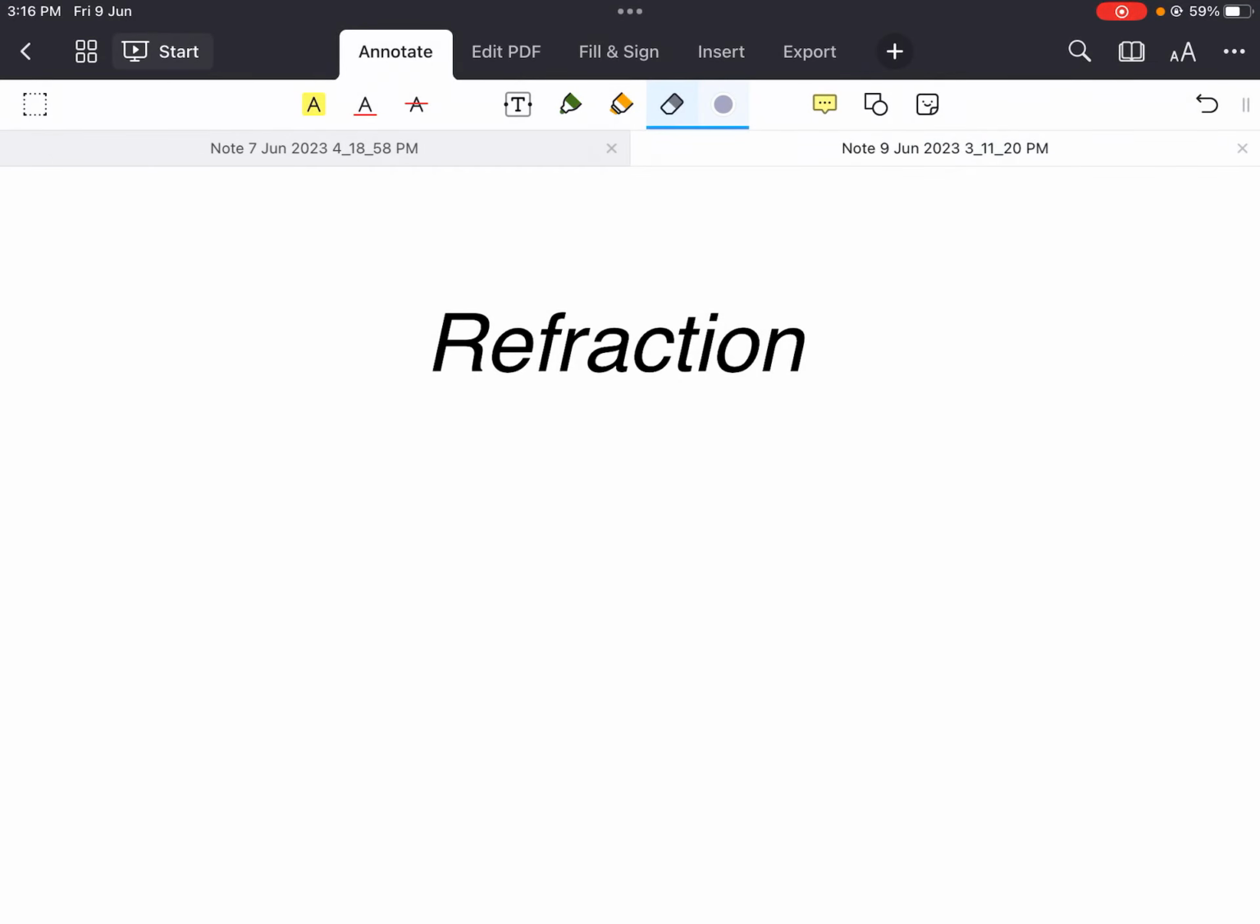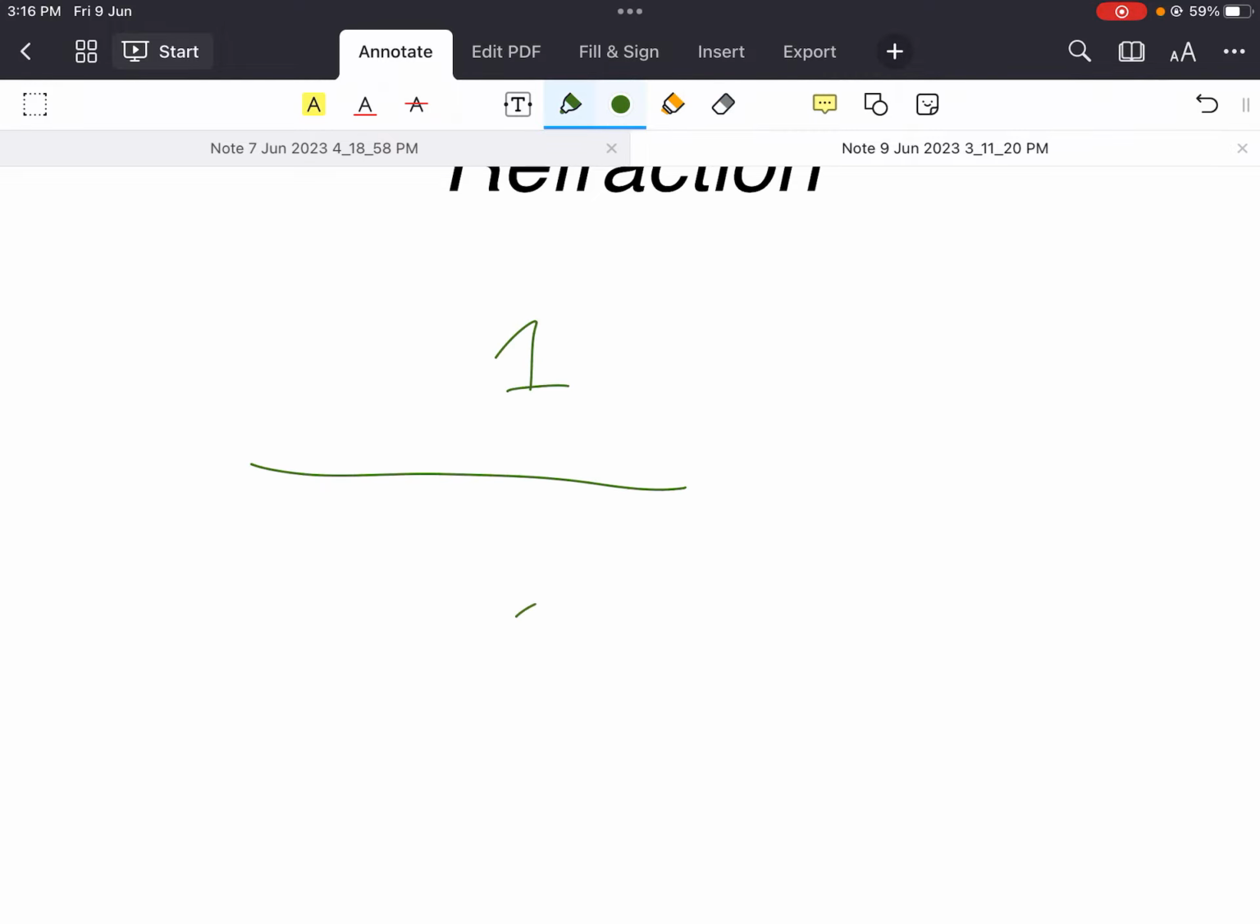Hello, so today we're going to be going over the concept of refraction. In very basic terms, refraction is essentially the bending of light. Let's say you have two mediums, medium 1 and medium 2. Then let's draw a normal.